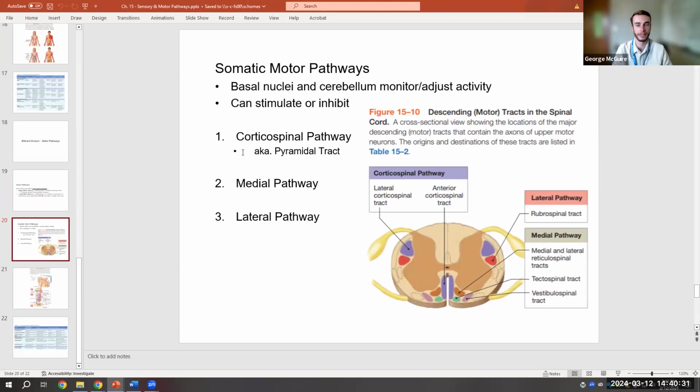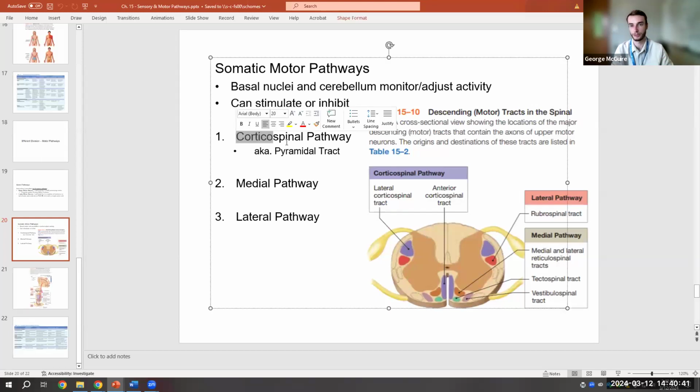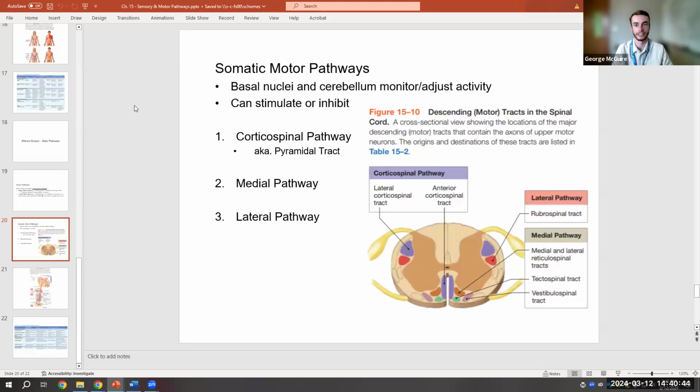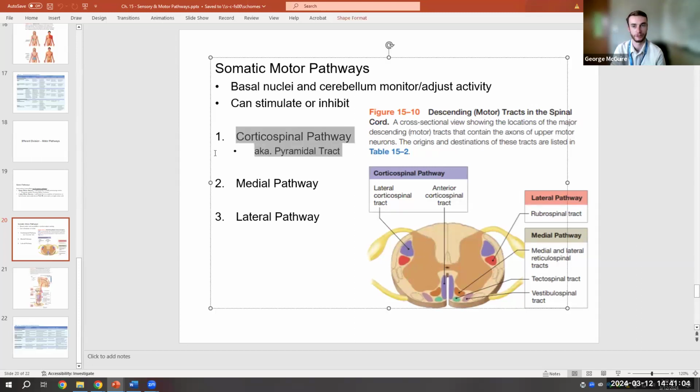And we again have three major pathways as part of our somatic motor control. We have our corticospinal, starting in the cerebrum and traveling down the spine, and then medial and lateral pathways. The corticospinal tract is also often referred to as the pyramidal tract because of the pyramids of the medulla oblongata that play a role in this. Those terms are synonymous. The corticospinal, pyramidal tract, they're referring to the same tract. And this is the only one that we're really focusing on as far as what you're asked about in the study guide.